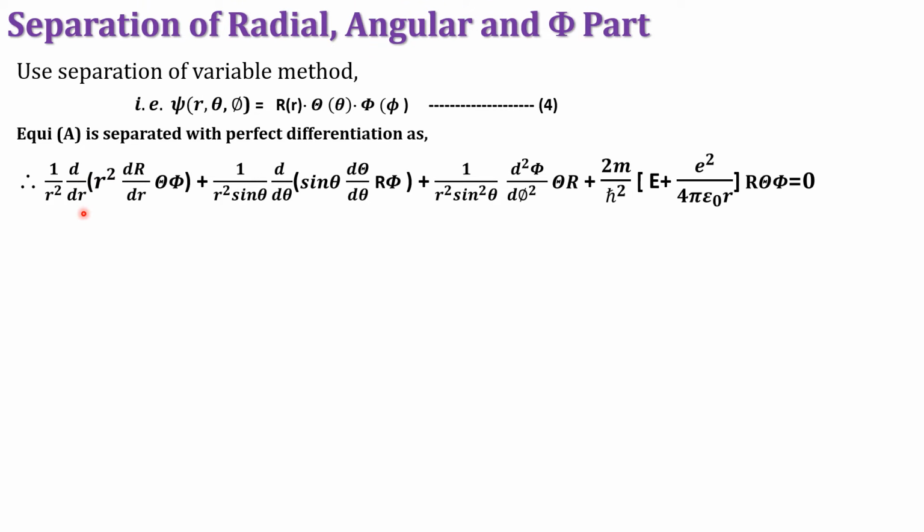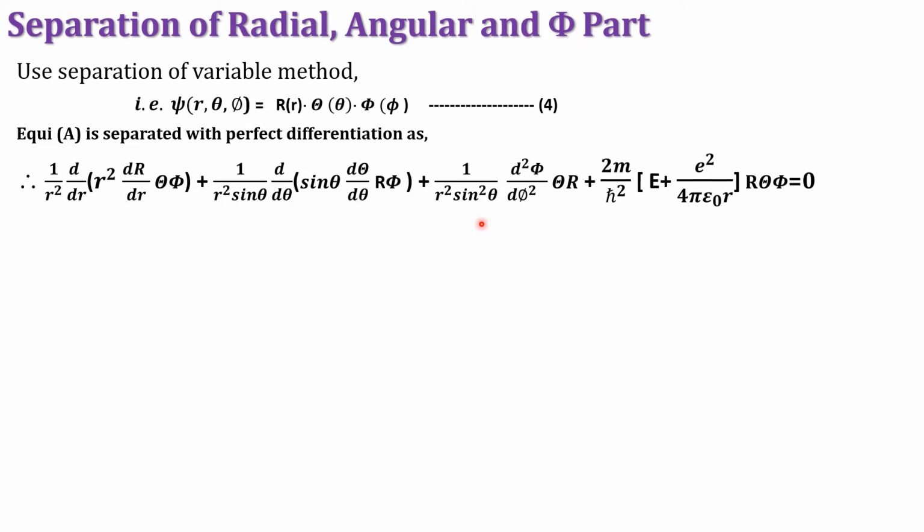Therefore, the first term is 1 upon r squared, d by dr of r squared dR by dr, into Θ Φ, since the first term in equation A is differentiated only with respect to r, keeping θ and φ constant. For the second term, we differentiate with respect to θ, keeping r and φ constant, and the simplified term is 1 upon r squared sin θ, into d by dθ of sin θ dΘ by dθ, into R Φ. For the third term, we differentiate with respect to φ and keep r and θ constant, so the term becomes 1 upon r squared sin squared θ, into d²Φ by dφ², into Θ R, plus 2m by ħ² into (E plus e² divided by 4πε₀r) into R Θ Φ equal to 0.